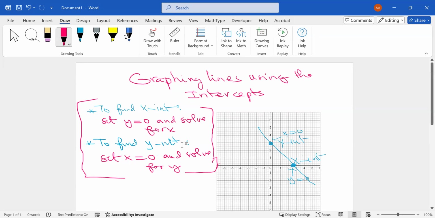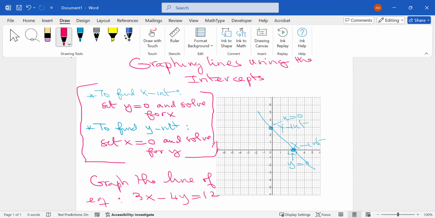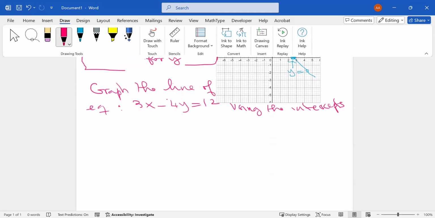Okay, so let's come up with an example. Let's graph the line of equation 3x minus 4y equal 12 using the intercept. So we're just going to follow the rule. I need a couple of points, so let me draw my t-table, x and y here. I need 2 points.